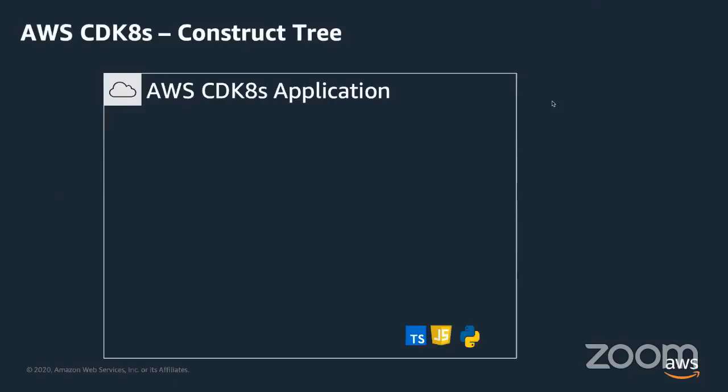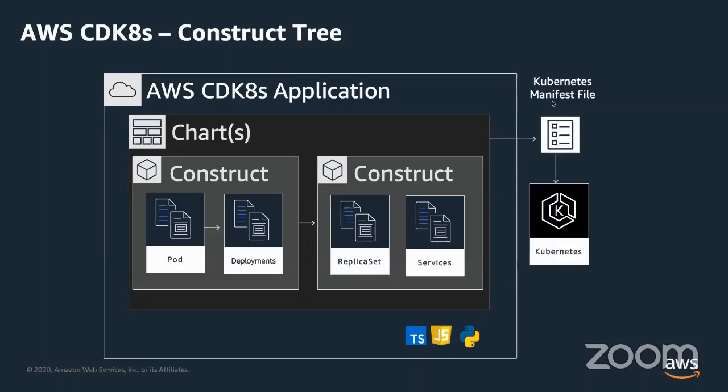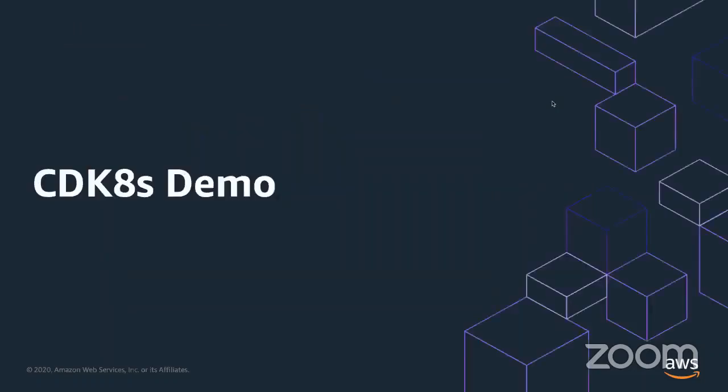Same with CDK, it has a similar construct tree. It also will initiate a CDK application. However, instead of stacks, now you would have charts, which would directly correlate to your Kubernetes manifest file. So you would have charts, and the constructs here would be your Kubernetes resources. It could be deployments, services, replica sets or pods, anything that you need to interact with the Kubernetes deployment itself. This generates a Kubernetes manifest file that you give to Kubernetes, and it creates all your resources, right?